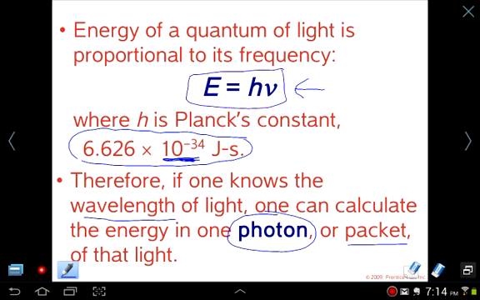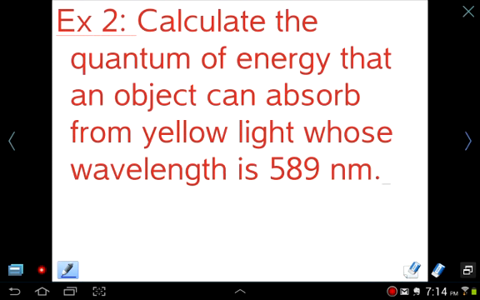This equation treats light as a particle. The previous one treated light as a wave. So why don't we do a little calculation where we treat light as a particle. Here it says calculate the quantum of energy that an object can absorb from yellow light whose wavelength is 589 nanometers. So the idea here is we want to be able to find the energy.